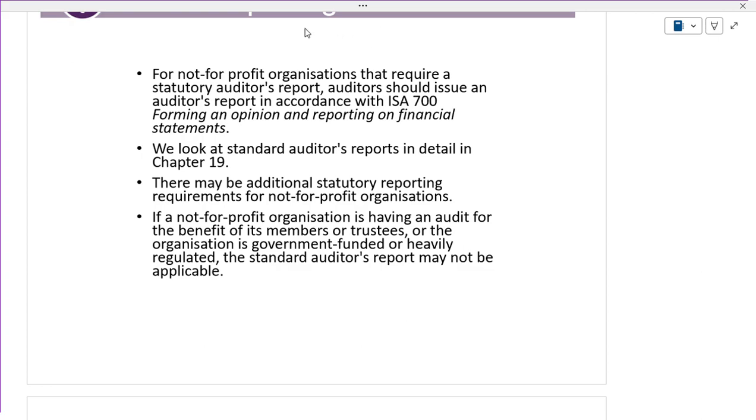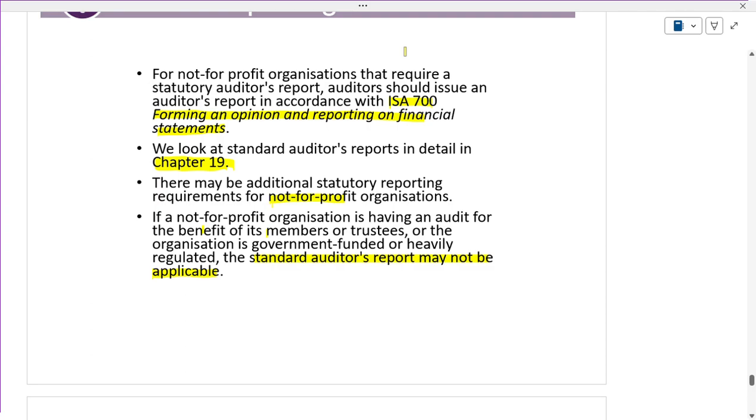You see the thing. Keep it in mind. I just want to remind you, ISA 700, forming an opinion and reporting on financial statements. Don't get confused. Okay, this is what they have done. There is nothing like Chapter 19. There may be additional statutory reporting requirements for not-for-profit. If a not-for-profit organization is having an audit for the benefit of its members and trustees, or the organization is government-funded or heavily regulated, the standard auditor report may not be applicable.